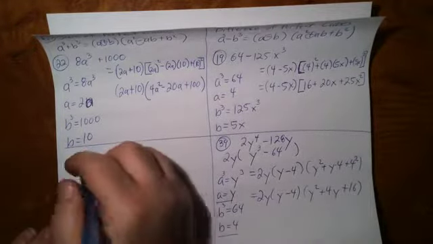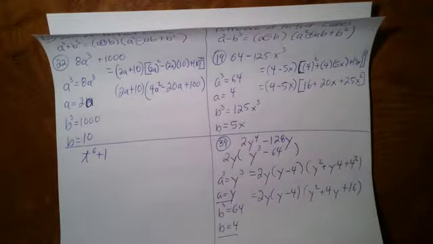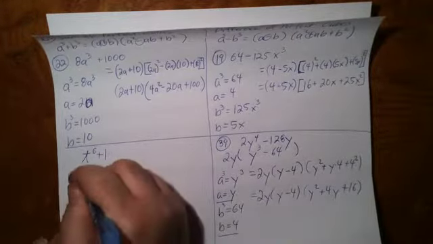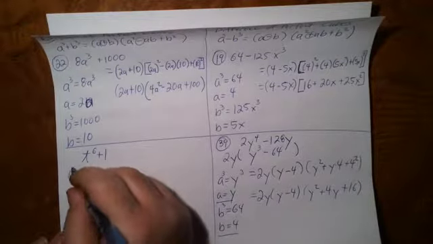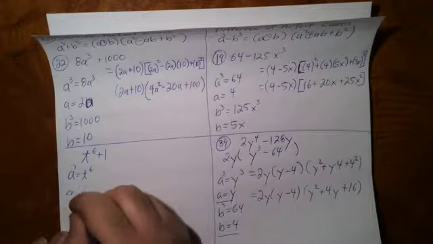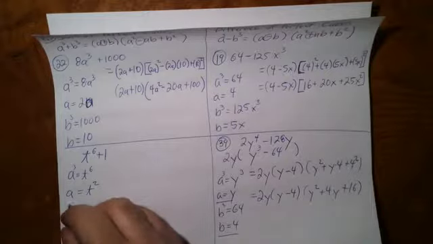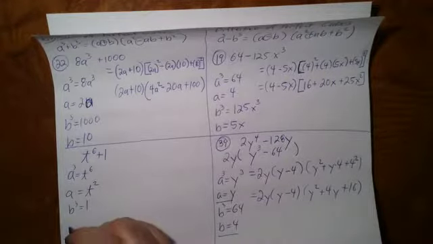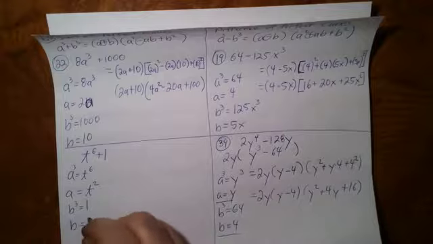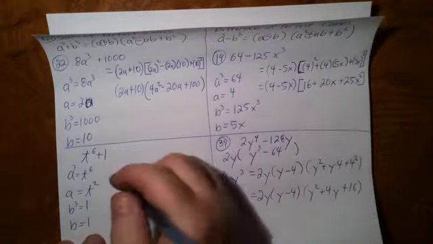Let's try something of t to the sixth plus 1. And let's see what happens when we factor that. So a to the 3rd is equal to t to the 6th, so a is equal to t to the 2nd. b to the 3rd is equal to 1, well, b is also equal to 1. So don't let the simple things trip you up.